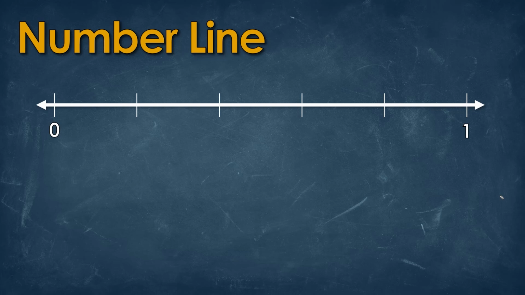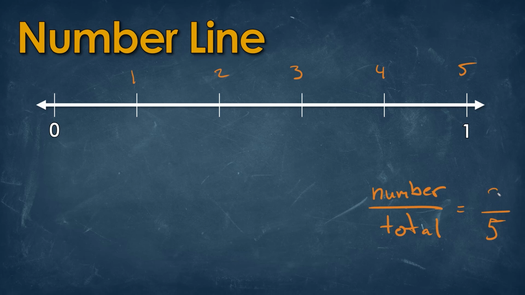Now let's see if we can create our fraction. Let's say we have this many lines on our number line. Remember, the fraction is the number that we want divided by the total. So let's figure out what the total is. We have 1, 2, 3, 4, 5. So we know that we have 5 total parts. And say, for instance, we want to see where 2 would be. We could put that right here.